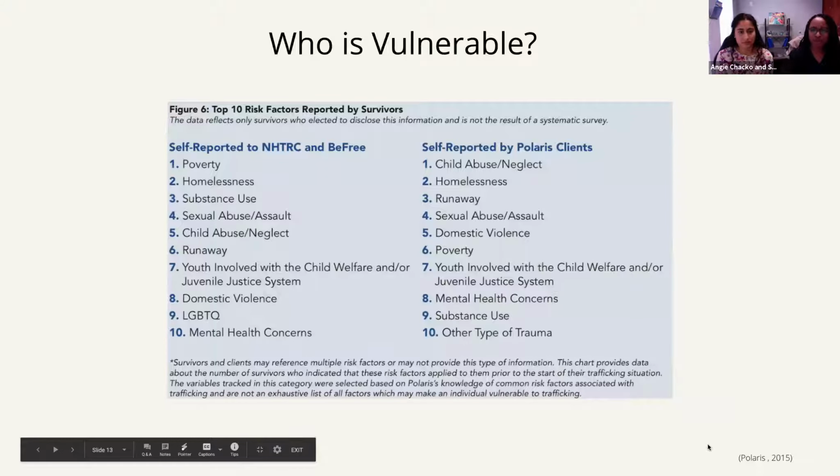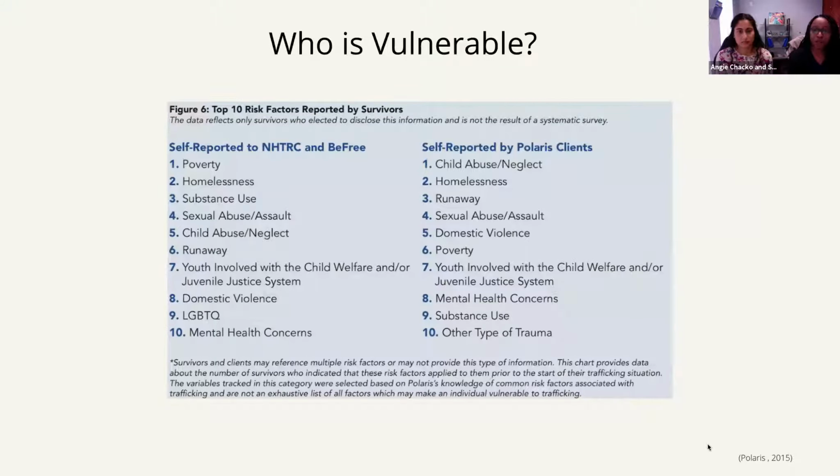So once again, these are just some of the different risk factors of patients that are vulnerable. As we mentioned before, there are different things that play a part, and the power and control will really prey on the vulnerability of the victim. Poverty, homelessness, substance abuse, sexual abuse, child abuse, if they're runaways, if they've been involved in the foster care system, if they've been victims of domestic violence previously, if they're part of the LGBTQ community, if they have mental health concerns, or if they have some other type of maybe suppressed trauma. All of these things come out, and the traffickers can see those things and they prey on those things.